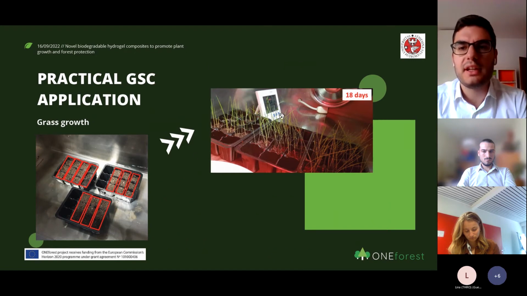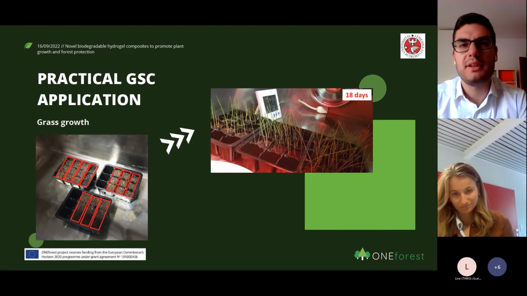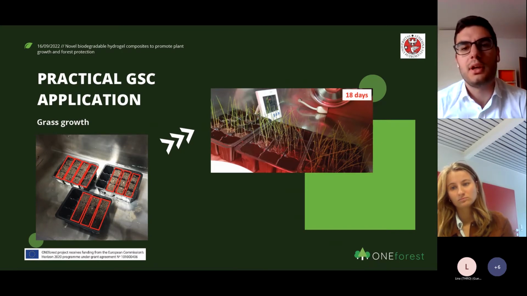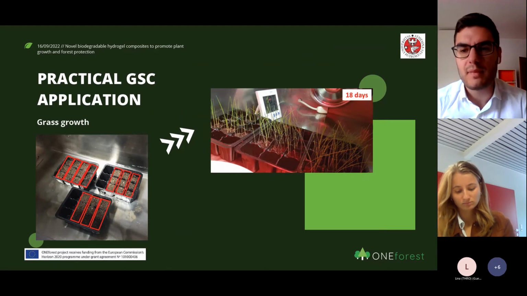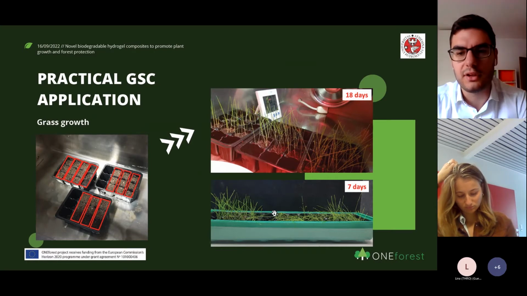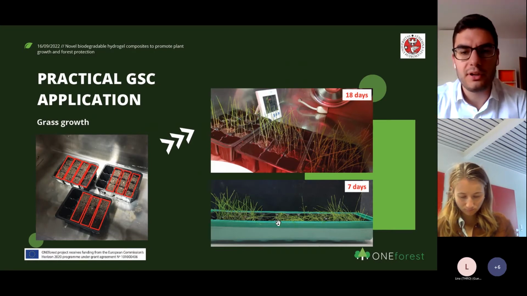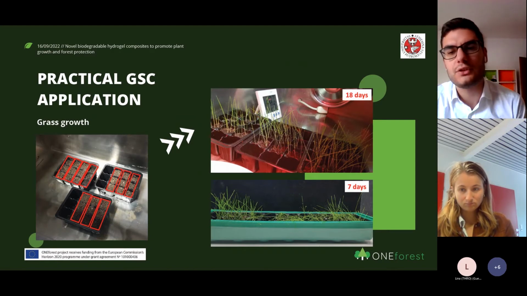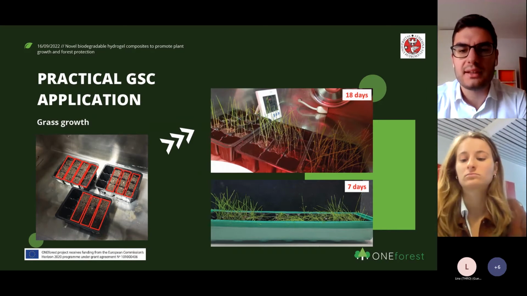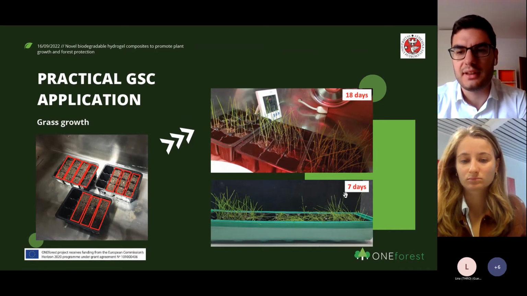You can see from this figure that after 18 days, the grass grew very well for each composition. So this means that the soil conditioner we applied was not poisoning the plants. And the most interesting results are here in this figure, because at the center point, we decided to stop the daily water supply, so no more water to the plants. And you can see that some of the plants died after 7 days.